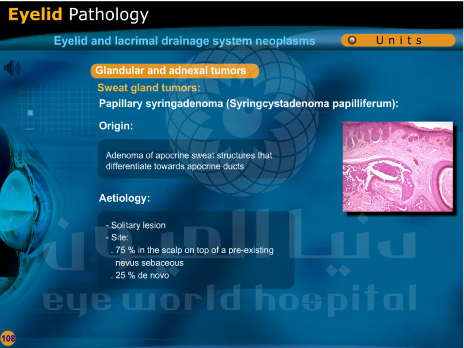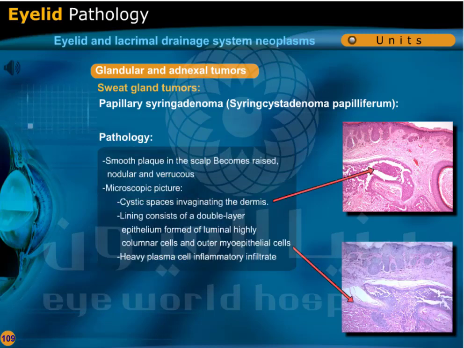Papillary syringadenoma, syringocystadenoma papilliferum. Origin, adenoma of apocrine sweat structures that differentiate towards apocrine ducts. It is a solitary lesion. Sites, 75% in the scalp on top of a pre-existing nevus sebaceous, 25% de novo. Pathology, smooth plaque in the scalp, becomes raised, nodular, and verrucous.